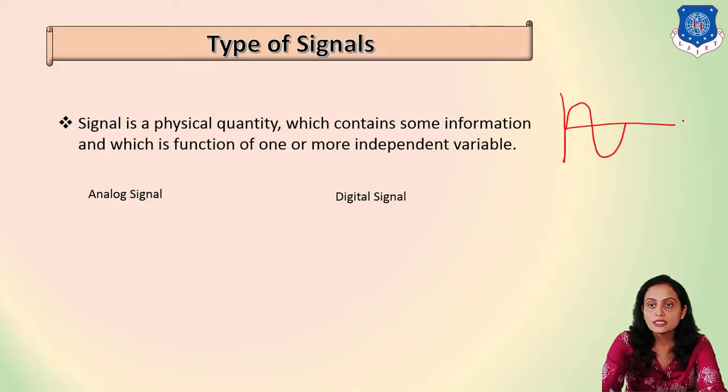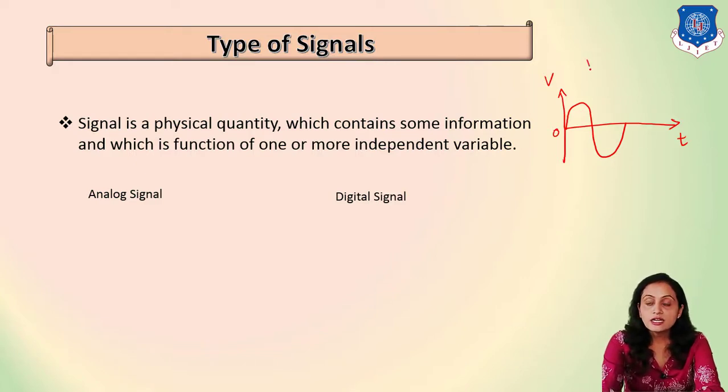I am drawing this as the voltage signal. This is the time axis, and this voltage signal is varying with respect to time. So this is the voltage signal which is of the nature of sinusoidal. The voltage signal is described as V of t is equal to sine omega t. So this voltage signal is a function of time. So this is the example of a signal.